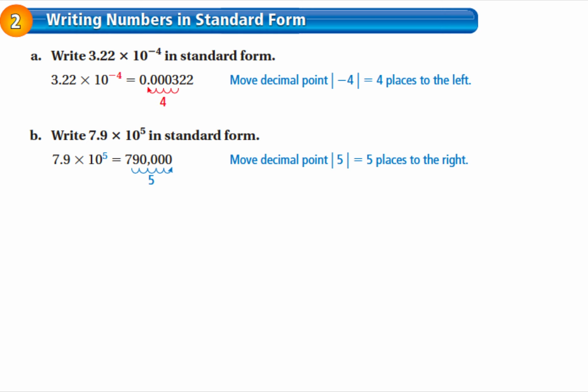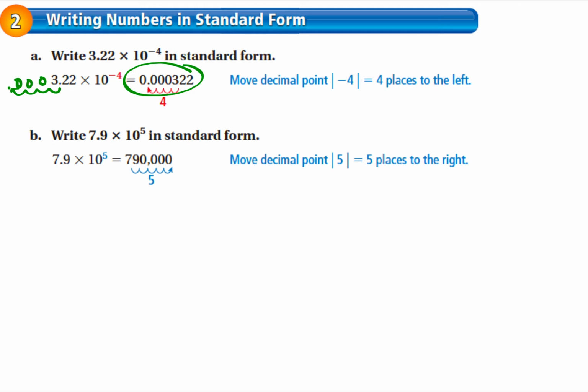So here's a couple of examples. Write 3.22 times 10 to the minus 4 in standard form. Well, you can see where the decimal was originally. Move it 4 places, making the number smaller. The first one's got a 3, the other ones don't have anything there, so we use zeros to fill in. And we get 0.000322.